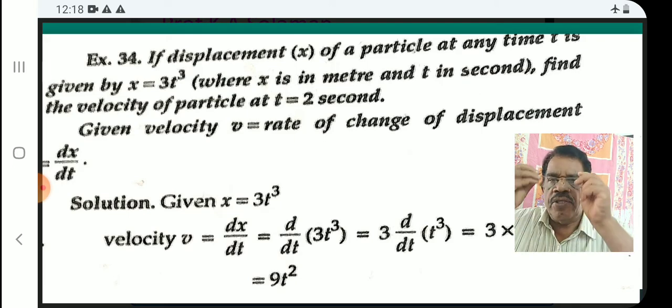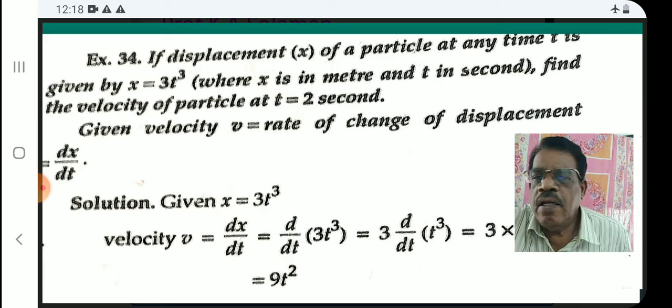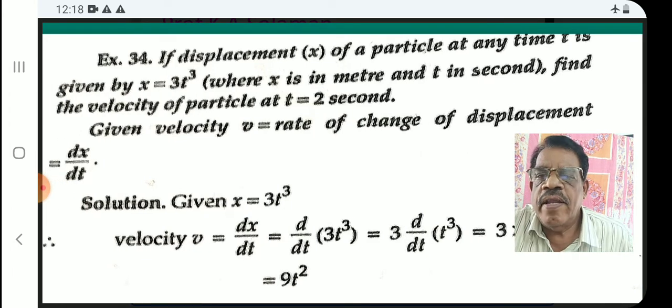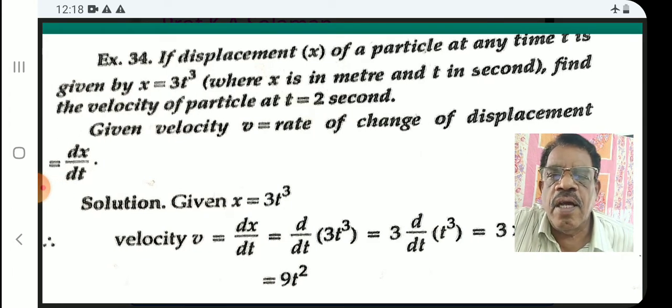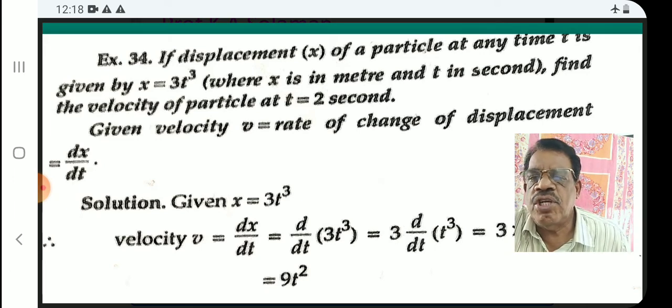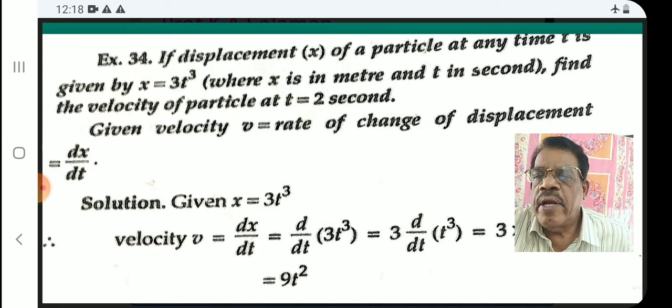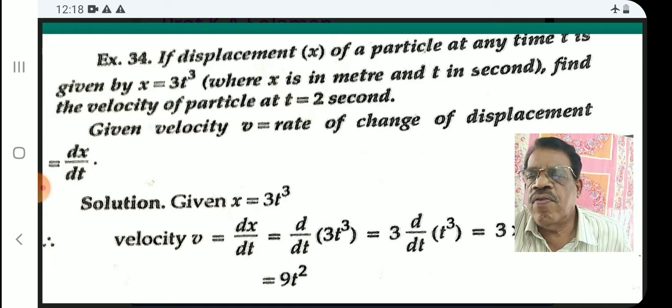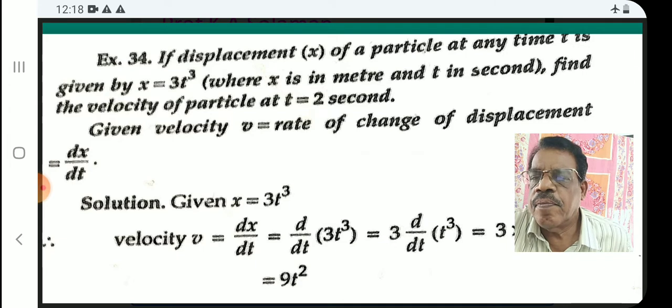The displacement x of a particle at any time t is given by x is equal to 3t square, where x is in meter and t is in second. Find the velocity of the particle at t is equal to 2 seconds. Read it again: the displacement x of a particle at a time t is given by x is equal to 3t square, where x is in meter and t is in second. Find the velocity of the particle at t is equal to 2 seconds.